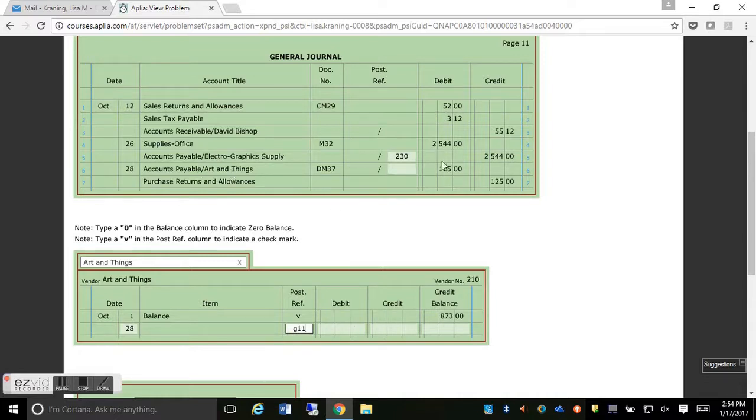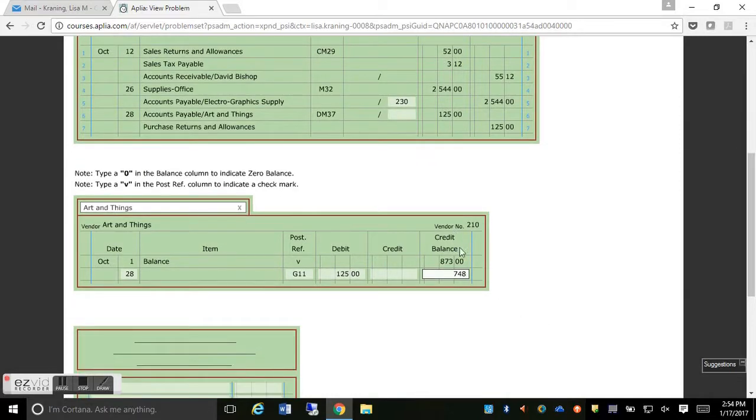We will follow this across. The 125 is in the debit column. If we have a debit and a credit, you will subtract. So if you subtract these two, you'll get a balance of 748. And then once again, you will take your account number and put it up here to show you are done posting.